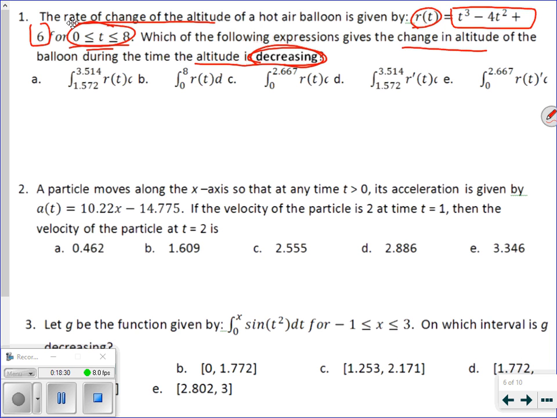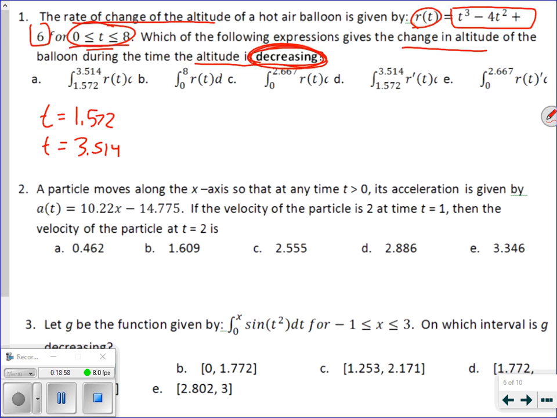Because think back to how derivatives describe functions. If you can figure out where that is negative, that is where the function is decreasing. And that's the interval that we're curious about. That's going to give you your upper and lower bound. So I'm telling you now, if you were to graph this and look where the function is negative to figure out where your original function is decreasing, that is between time equals 1.572 and time equals 3.514.